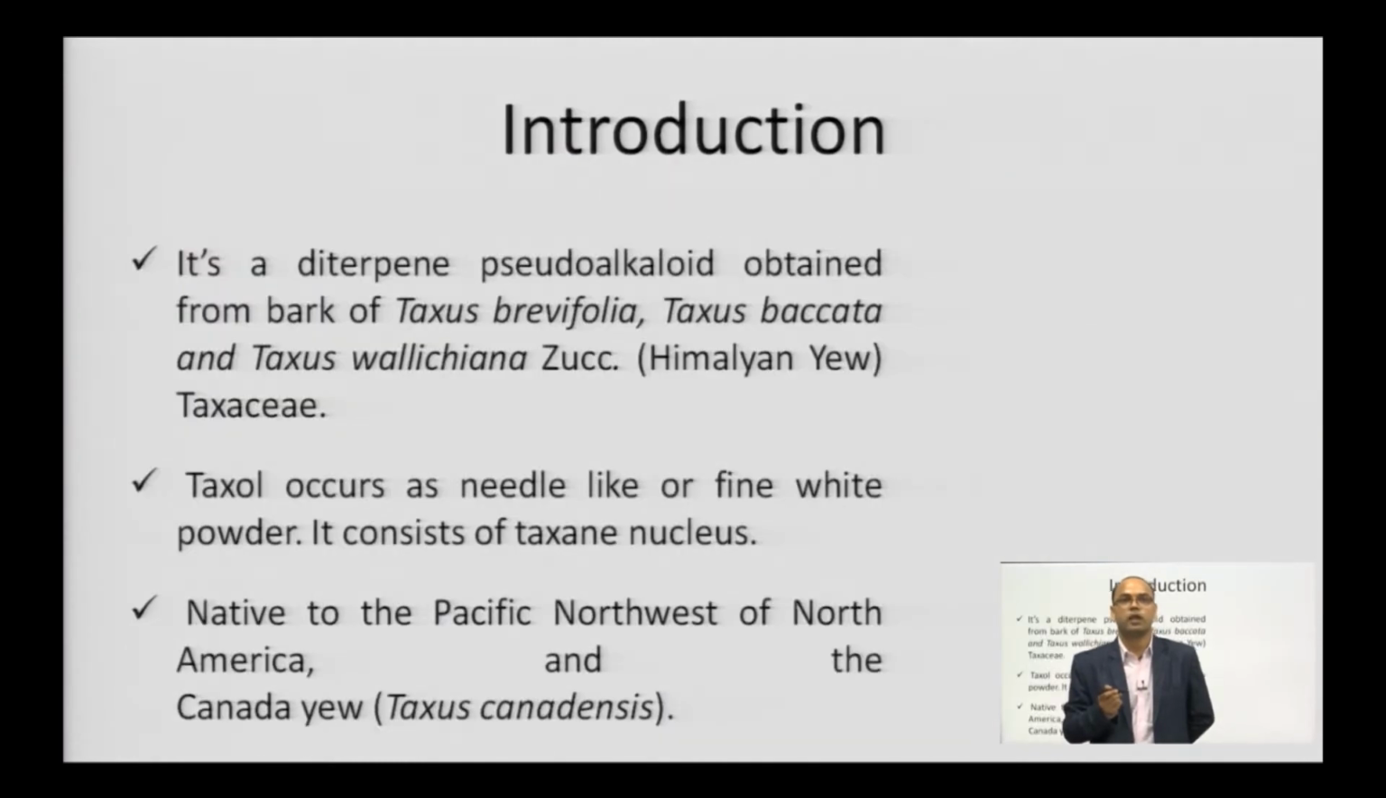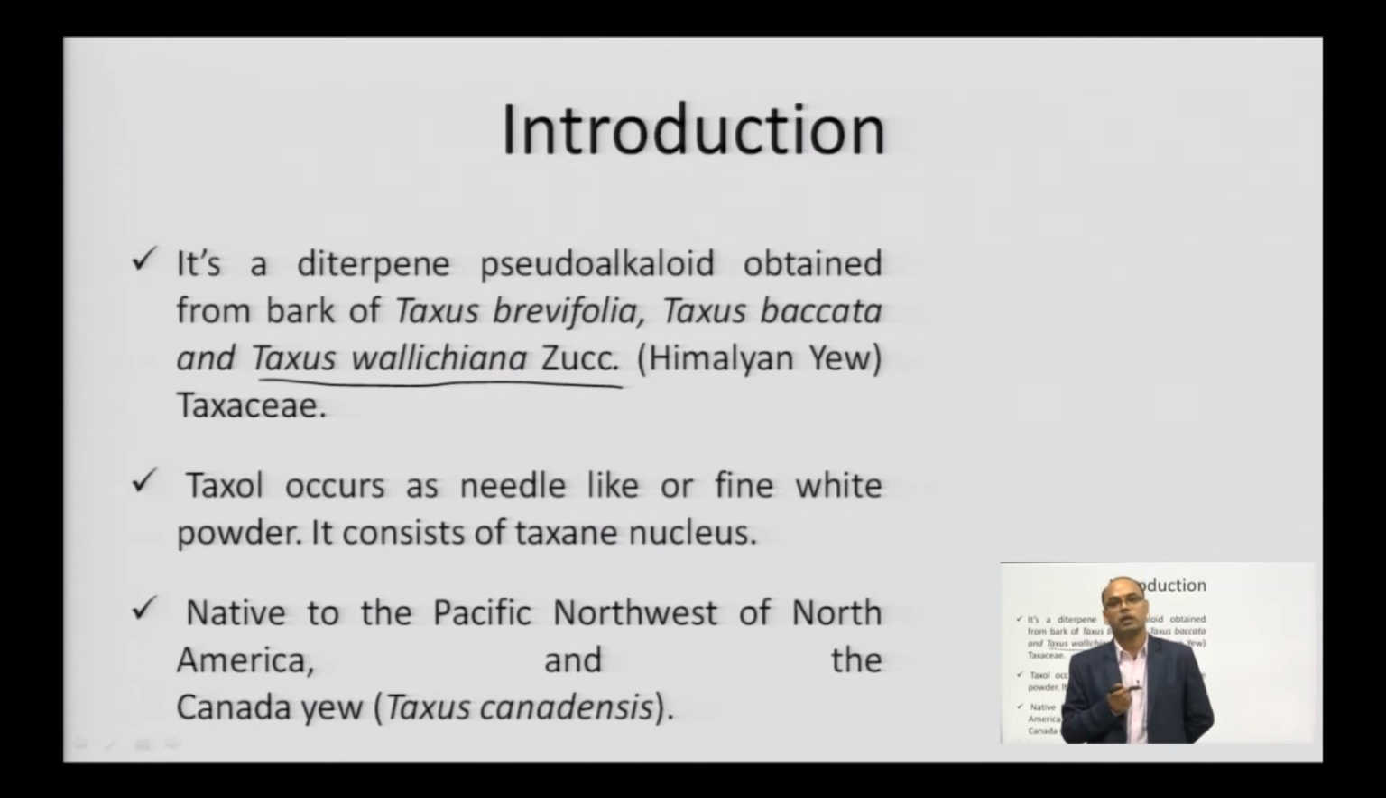Introduction: if you look at the structure, it is a diterpene pseudoalkaloid which is obtained from the bark of Taxus brevifolia, Taxus baccata, Taxus wallichiana. This Taxus wallichiana is the Himalayan yew, or the Himalayan variety of yew tree, and the plant yew tree belongs to the family Taxaceae.